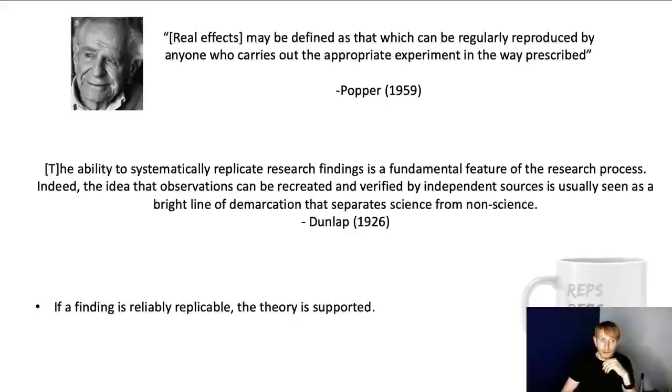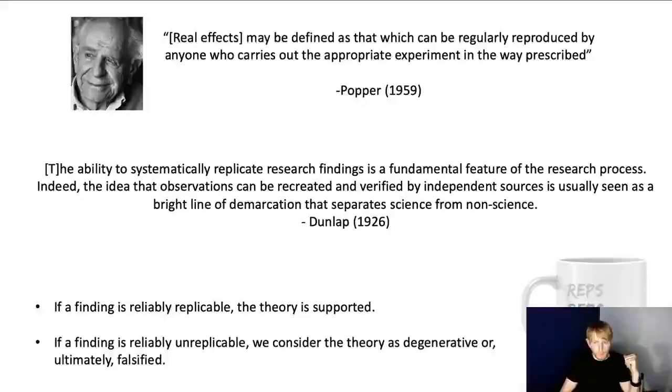Of course, the take-home message is whether a finding is reliably replicable. We don't expect it 100% of the time, because there's always going to be some sample variation, or some reason why we can't expect 100% of our samples to demonstrate an effect if one exists. But if it's reliably replicable, then we say that our theory is supported. If a finding is reliably unreplicable, we consider that theory to be either degenerative, or limited, meaning we have to realize that it doesn't explain everything we thought it could. And if it's been shown even more reliably to be unreplicable, then ultimately we say we cannot replicate this result. This theory is falsified.